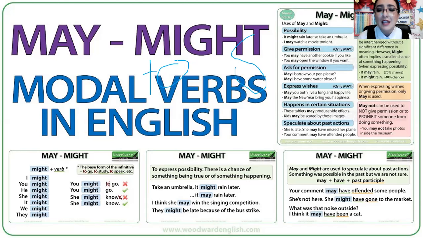What was that noise outside? I think it might have been a cat. ¿Cuál fue ese tipo de ruido que hizo afuera? Ay, creo que ha de haber sido el gato. That's how we are going to be using may or might, okay?